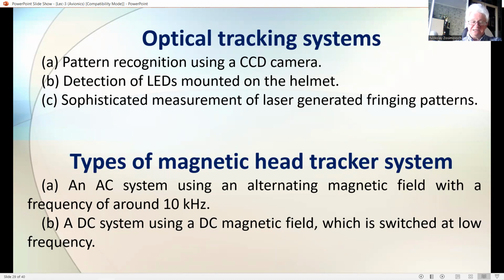Both systems are sensitive to metal in the vicinity of the helmet sensor. This causes errors in the helmet attitude measurement, which are dependent on the cockpit installation. These errors need to be measured and mapped for the particular cockpit and the corrections stored in the tracker computer. The computer then corrects the tracker output for the in situ error. The AC system is more sensitive to these errors than the DC system, which is claimed to be 10 times less sensitive to metal than the AC system.